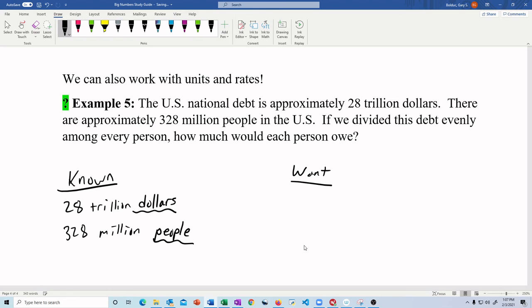What do I want? I want to know how much would each person pay? Oh, what does that mean? I'm thinking pay, oh yeah, that's money, dollars. So I'm looking for dollars, okay? But then it's not just dollars, it's each person, dollars per person. Or if you still want to use the word people, same idea.